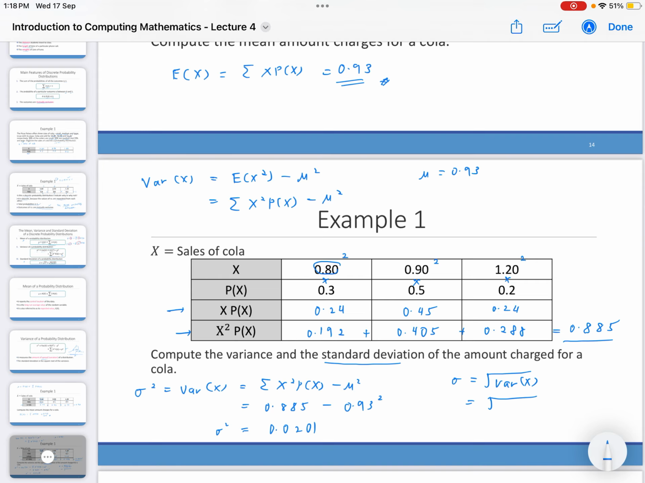So the square root of 0.0201. So the answer here is equal to 0.1418. So this is the standard deviation.